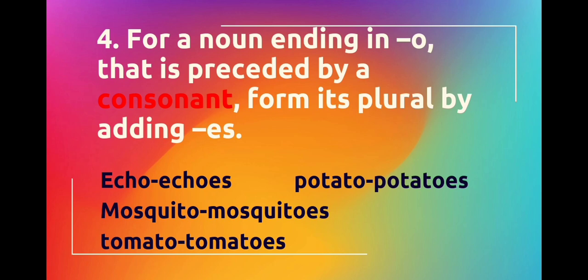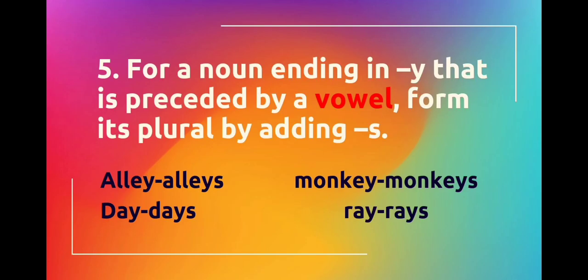Let me repeat again. If the word ending in O is preceded by a vowel, you will just simply add an S. But if it is preceded by a consonant, just like echo, H, mosquito, T, tomato, T, potato, T, you add ES instead. Are we clear with this part? Let's move on with number 5.